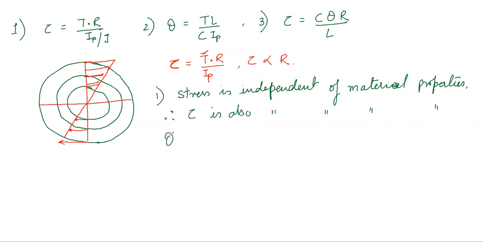theta is what? Theta is defined as T L by C I. Now always remember, theta depends on material. Now theta depends on material property. So this is the angle of twist. अगर आपका material change होगा तो angle of twist of the same torque is also to be changed.